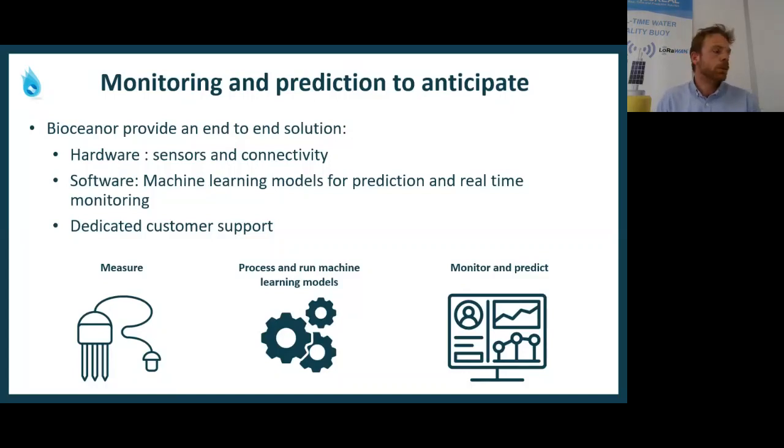For the hardware, we will take sensors from the market, add some connectivity, as I explained earlier. Then you have the software part, with a nice software letting you visualize your data in real time and all our machine learning models running to give you the prediction, to give you the predictive maintenance model. And then a great dedicated customer support, which will help you to understand your data if you have an issue, and to be sure that you're monitoring the right thing, at the right place, at the right time.